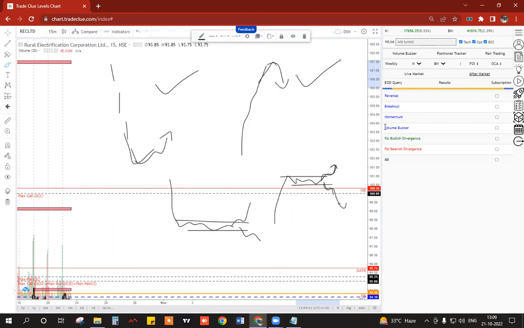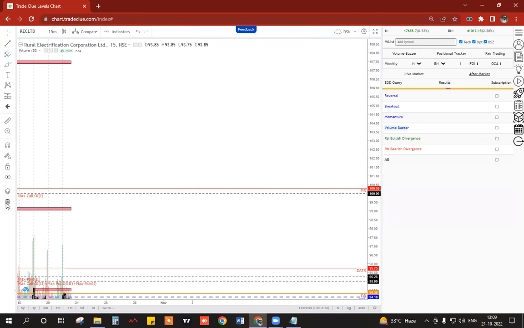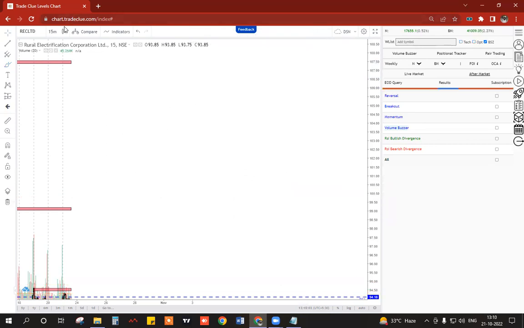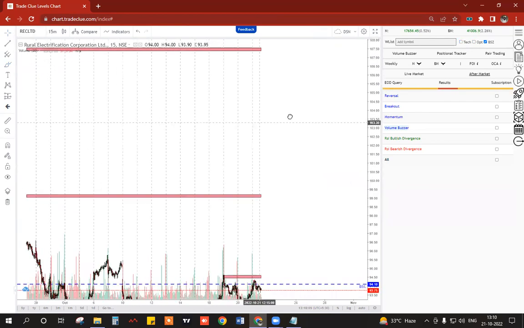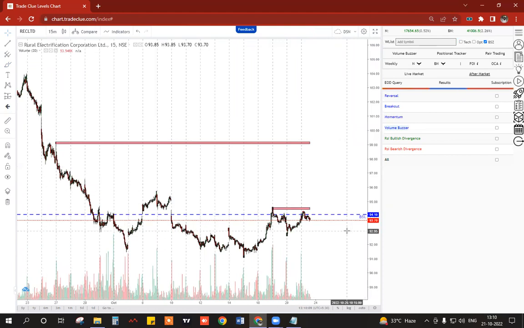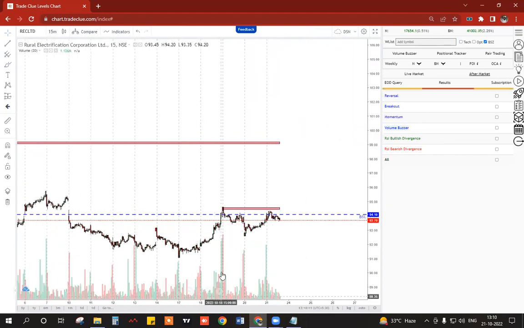But currently we will be discussing the volume buzzer concept. So basically in the volume buzzer concept, the main feature won't be any levels as such. Levels are obviously important, but we'll only be focusing on the bands, that is the green bands and the red bands which are present on the charts.